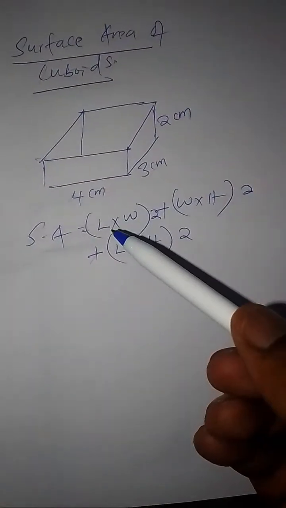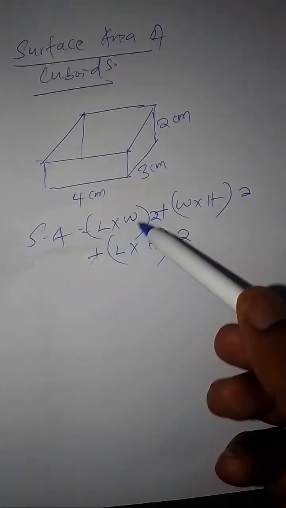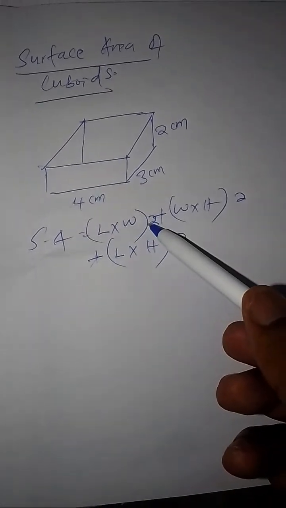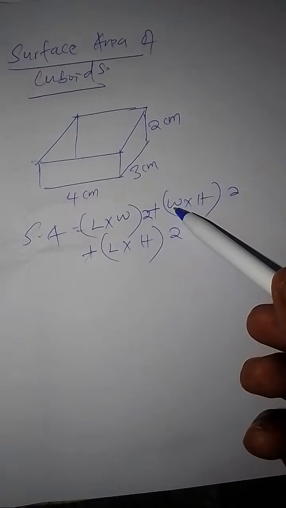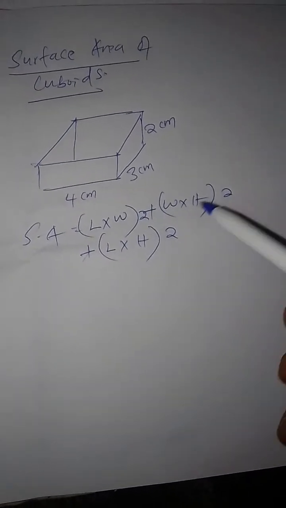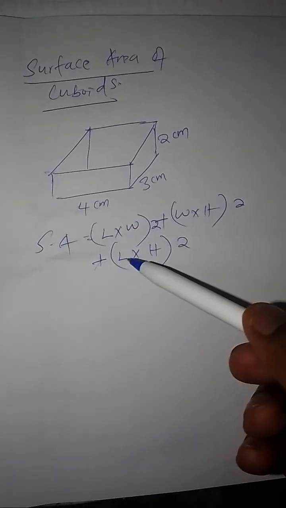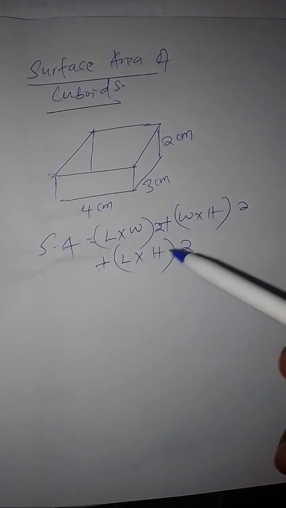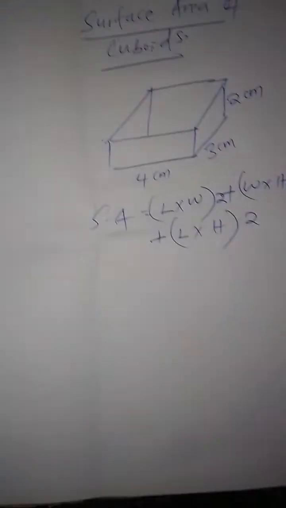Like we are going to say length times width in brackets multiplied by 2, plus width times height in brackets multiplied by 2, plus length times height multiplied by 2.